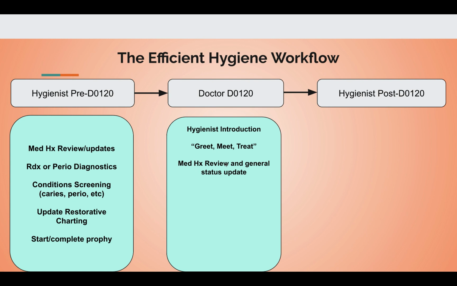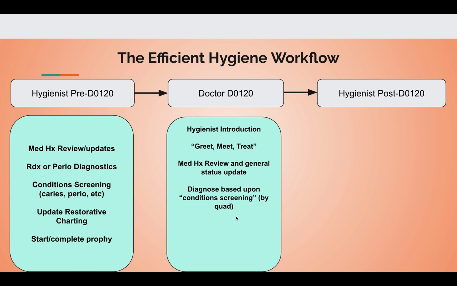Then the doctor should go over the medical history and any general status updates. What has happened? Did they have an MI recently? What high-level information not related to their teeth specifically should be reviewed? Some of it related to the med history, some of it not. Again, the hygienist is disseminating this information to the doctor with the patient overhearing that transfer of information. And then the doctor is going to take the information from the hygienist and diagnose based upon condition screening.